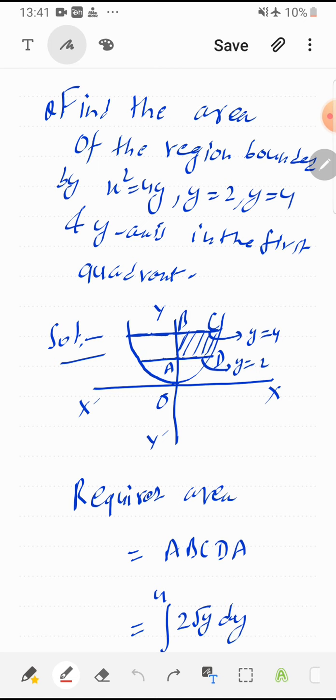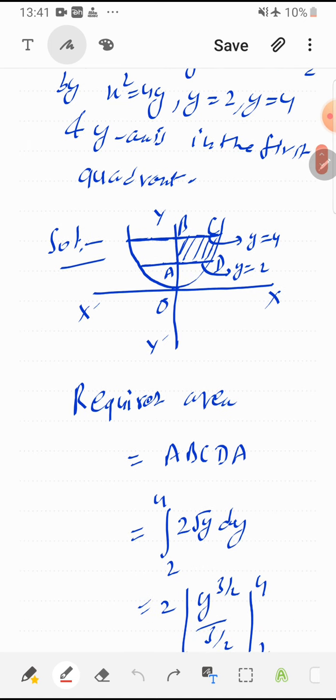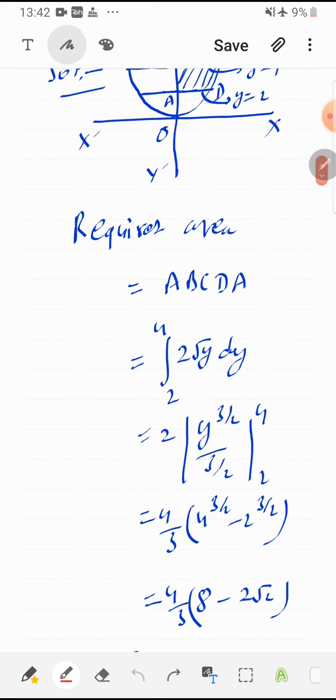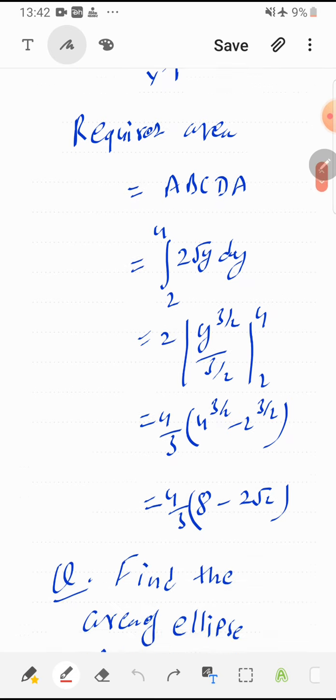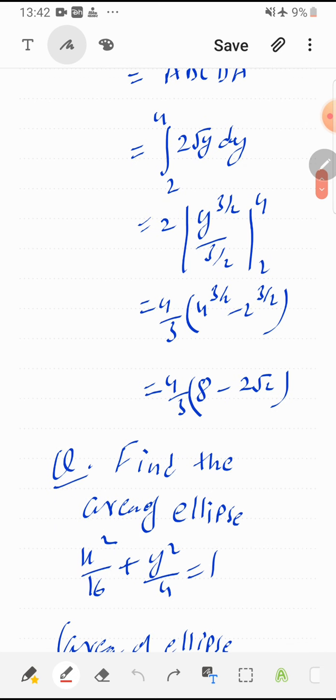Now here you can clearly see that the limits of y are given. So what I will do after writing the required area, I am writing x in terms of y, and the variable of integration is also dy. So this is the point which is very important. So it is 2 root y. After that we can easily integrate this. So the integral is from 2 to 4, and after that we can put in the limits.